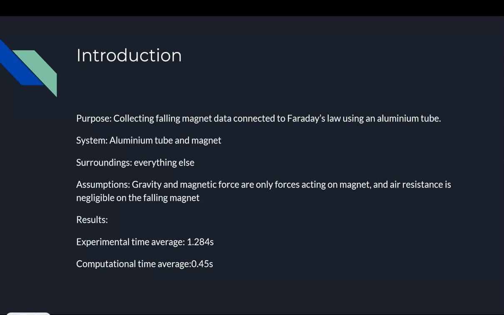Assumptions we should have: gravity and magnetic force are the only forces acting on this object, and air resistance is negligible on the falling magnet. But in observational studies, this cannot be done in real life. This can only be done computationally. Results: experimental time 1.284 seconds, and computational time averages 0.45 seconds.